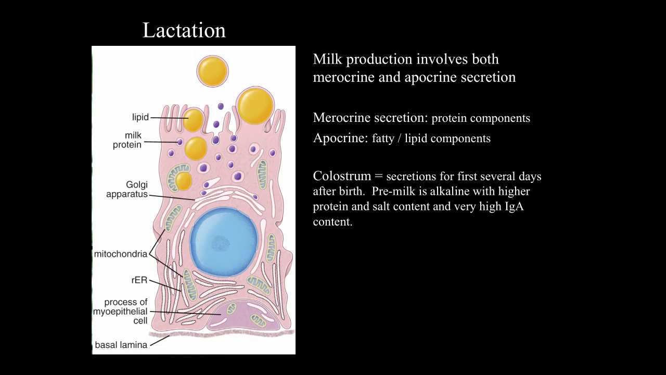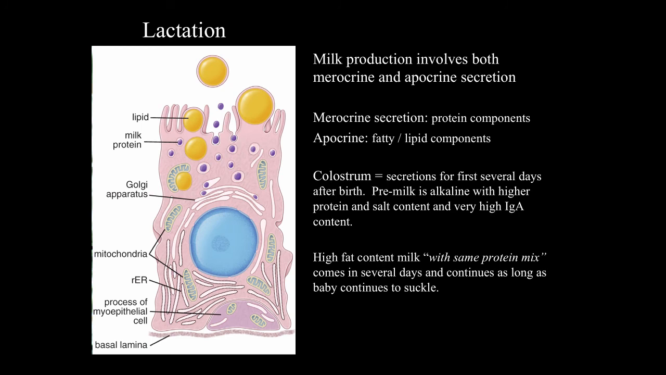Now, colostrum is the secretion from the mammary gland for the first several days after birth. That colostrum, or pre-milk, is alkaline. It has a higher relative protein and salt concentration compared to the milk secretion that occurs later. It is very rich in IgA. The high-fat-content milk has the same protein mix. It comes in several days later, and it will continue for as long as a baby continues to suckle, or as long as the mom continues to nurse.